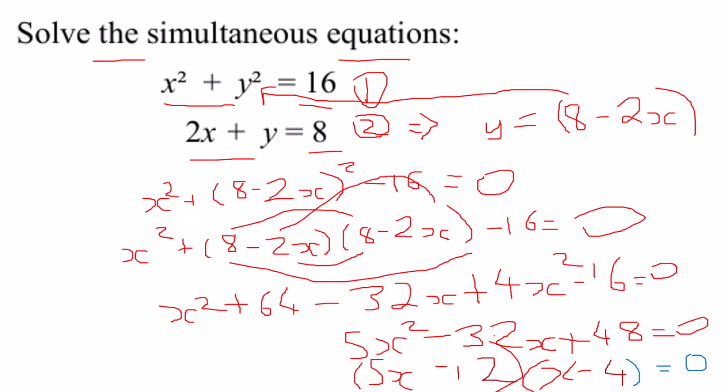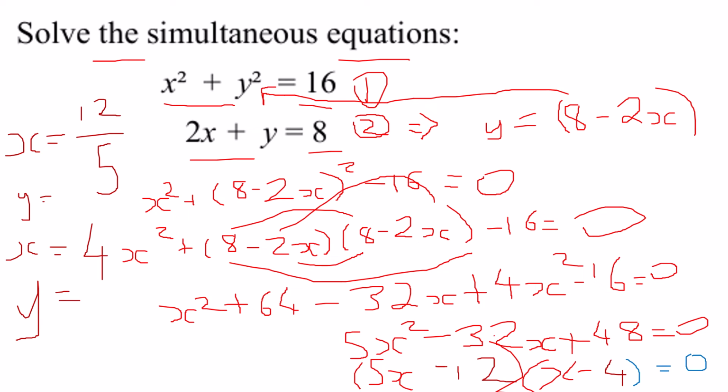So last step now: set each bracket equal to 0. So x equals 12/5 for our first bracket, setting that equal to 0 and solving it, or x equals 4 for the second bracket. And now we're going to work out our corresponding y values. Let's do x equals 4 first for easiness. Sorry, it should be a 4 here, just to make it clear, it's not part of the question.